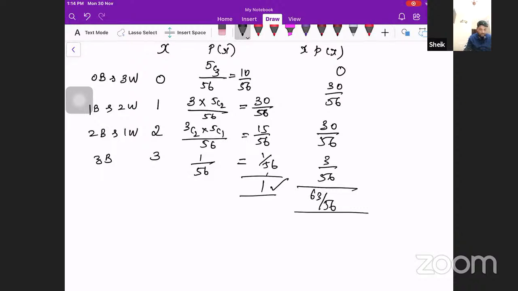Now, if you want to use a calculator, you can use it. What is 63 by 56? Think 9 by 8. So our answer is 9 by 8. So the expected value of getting black balls is 9 by 8.